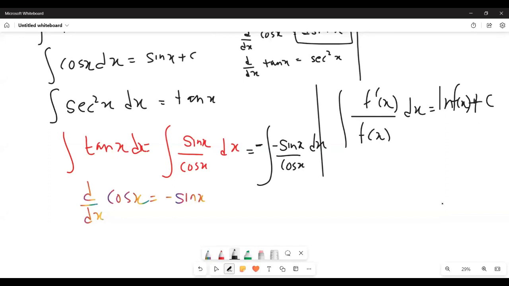Now the numerator has the derivative of the denominator. So then what should be the answer of this?